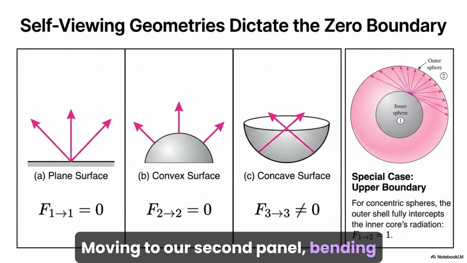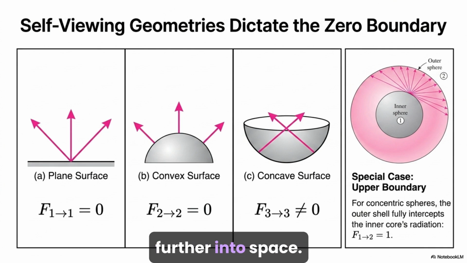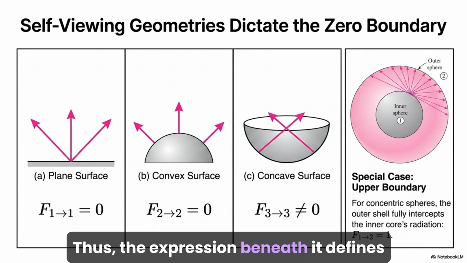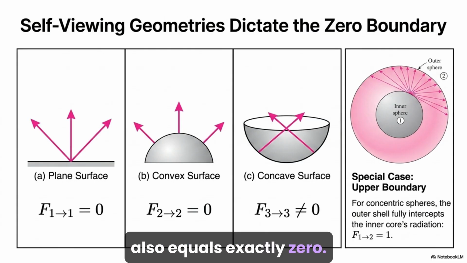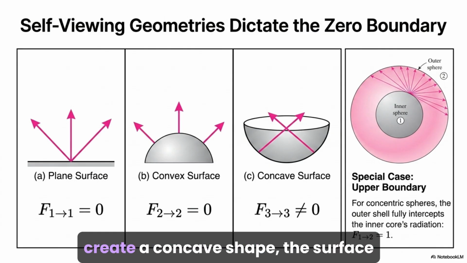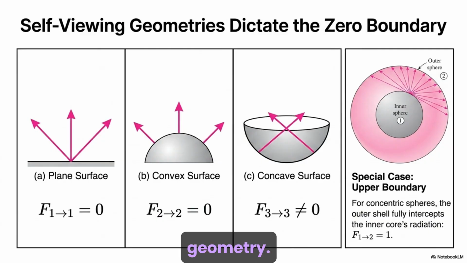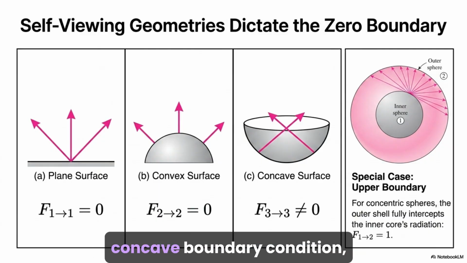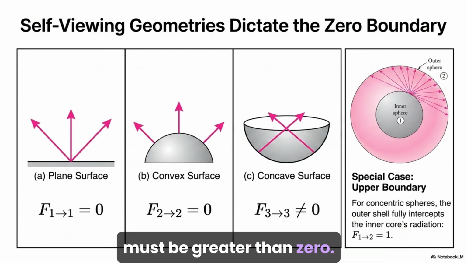Moving to our second panel, bending that surface outward into a convex shape causes the rays to diverge even further into space. Thus, the expression beneath it defines the convex boundary condition, which also equals exactly 0. However, looking at the third panel, when we curve the surface inward to create a concave shape, the surface can now directly see a portion of its own geometry. The relation below it defines this concave boundary condition, establishing that the self-view factor must be greater than 0.